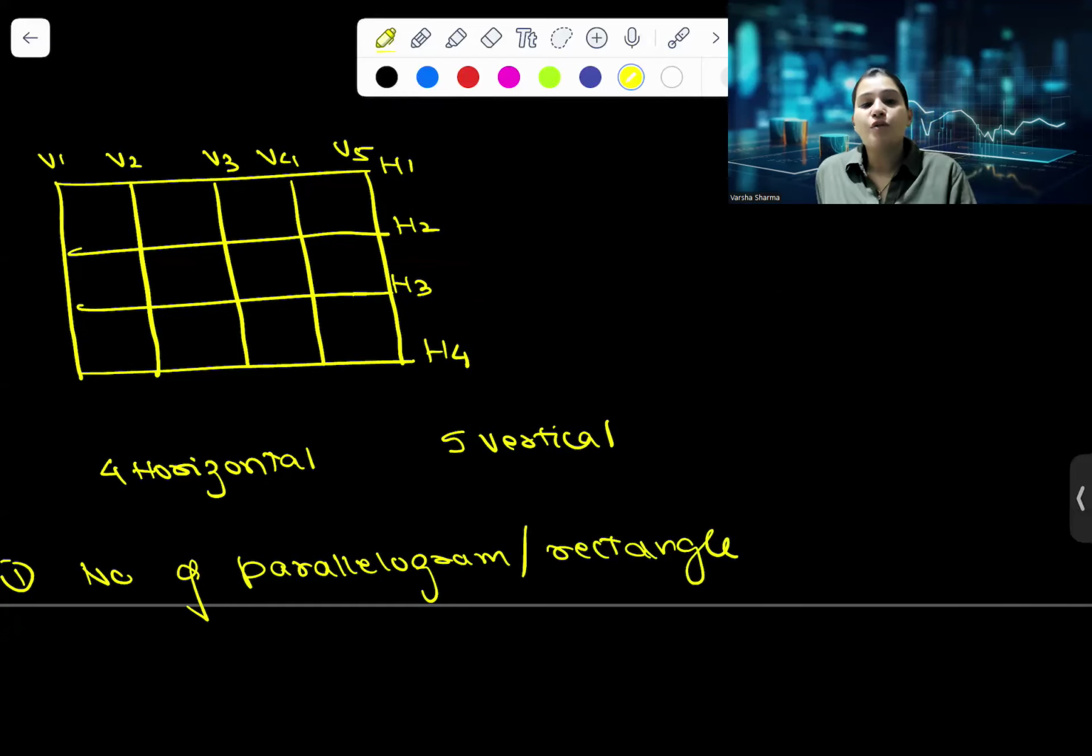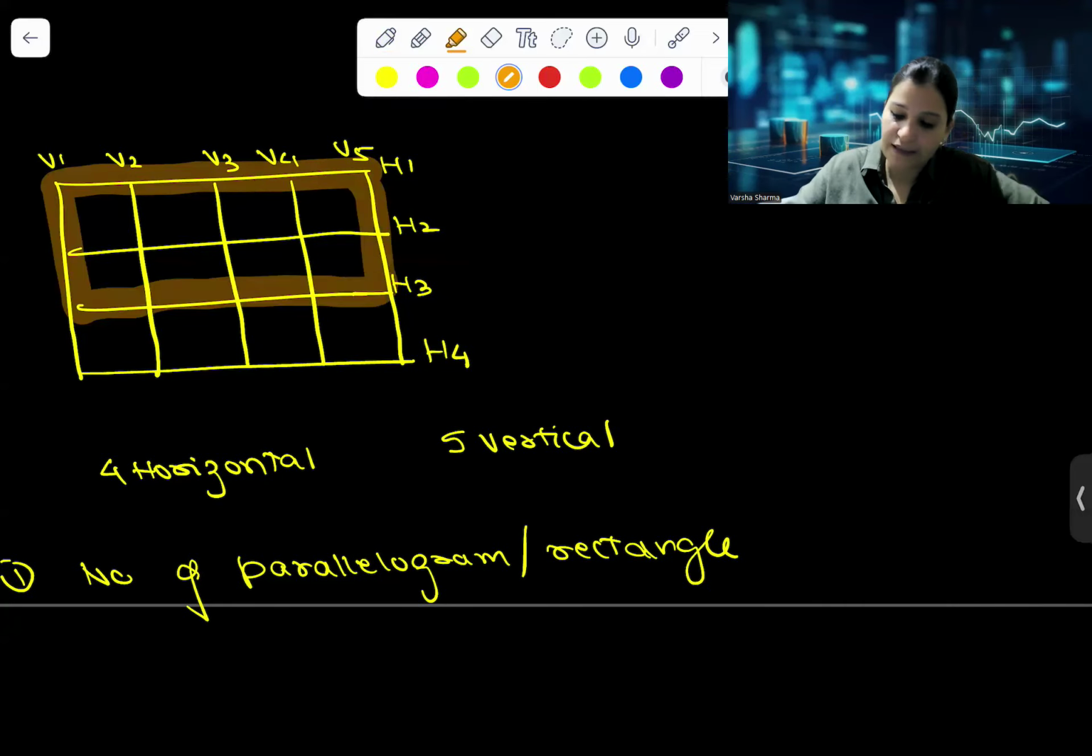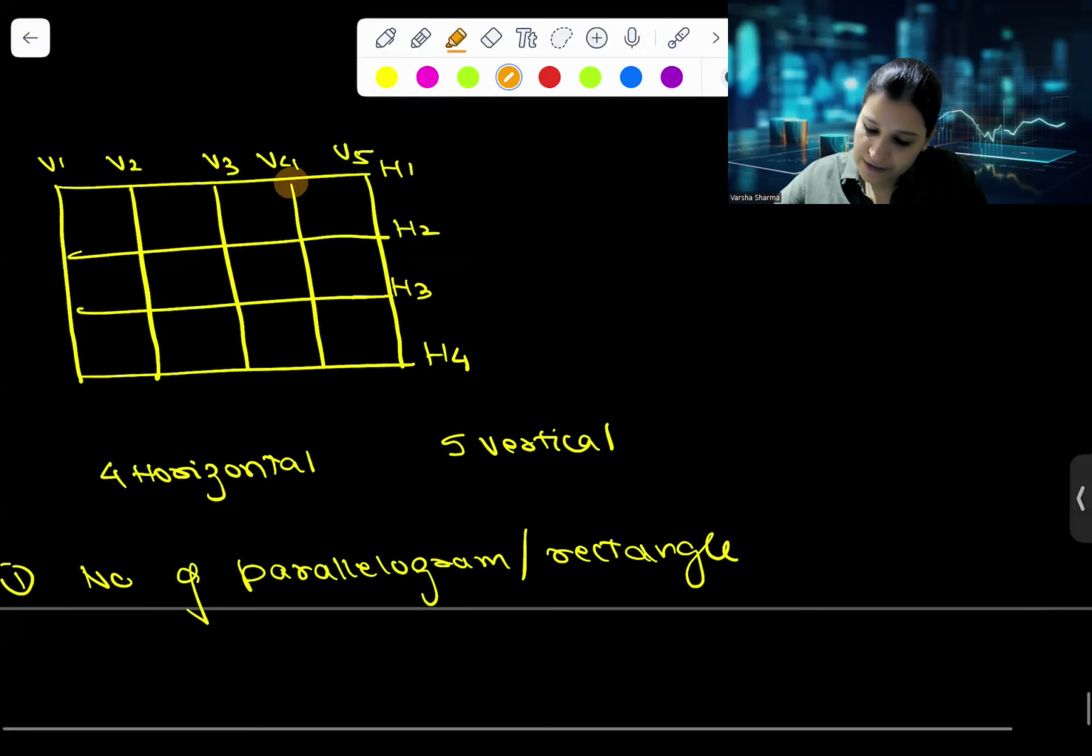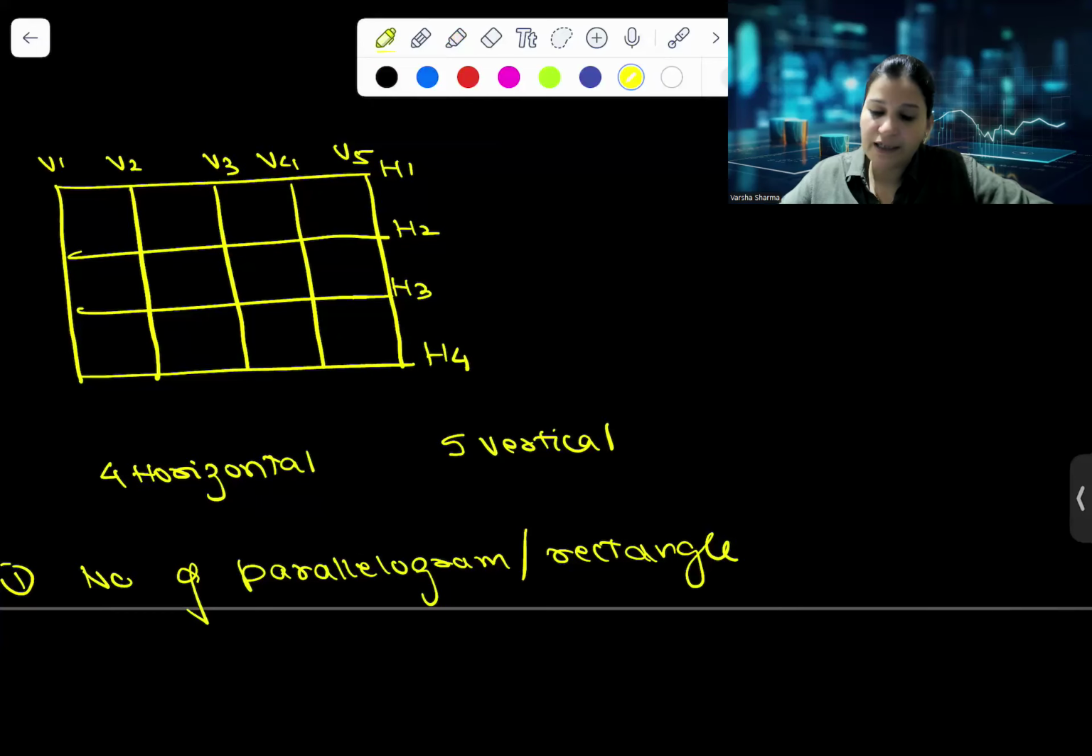Now, in order to form parallelograms or rectangles, what I want are 2 horizontal lines and 2 vertical lines. Any two will work, right? If I would have taken H1 and H3 and these 2 vertical lines, V1, V5, yes, it's a rectangle. If I would have taken this, yes, it's a rectangle. So whichever horizontal and vertical lines I take, I'll always get a parallelogram or a rectangle.